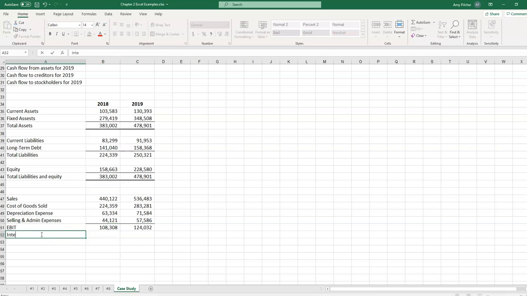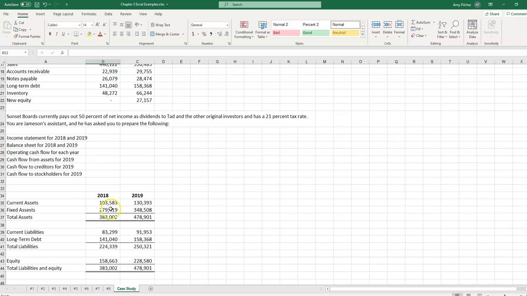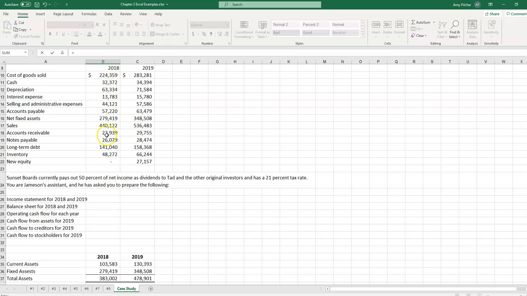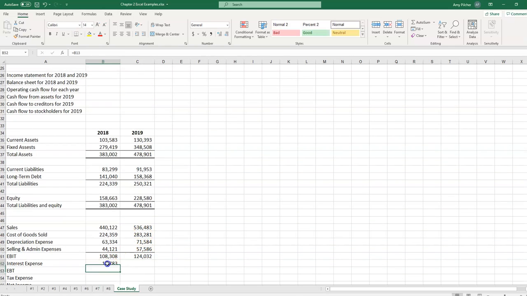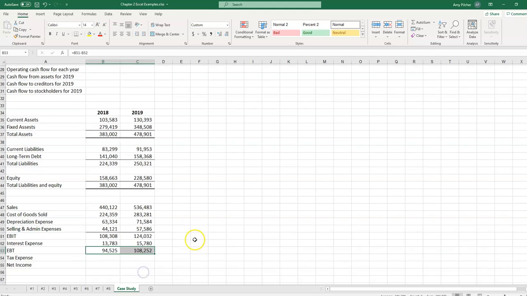We then have our interest expense, which gives us our earnings before taxes, our tax expense, and then our net income. Our interest expense, find our interest expense here. So we subtract interest expense from our earnings before interest and taxes, which gives us our earnings before taxes.